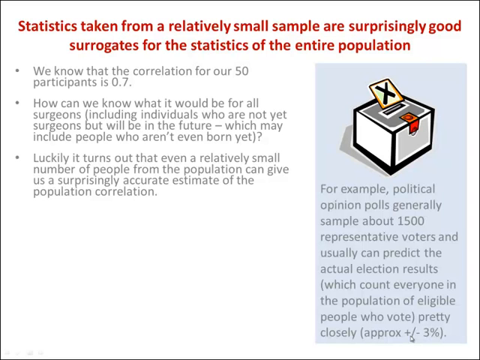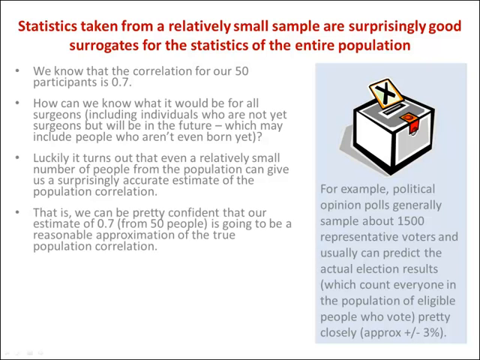For political opinion polls, generally they sample around about 1,500 people, and this usually can predict actual election results, okay, where I think the actual election results is a measure of the entire population of eligible people. It can predict those pretty closely, okay, so usually the error margin in opinion polls is around about plus or minus 3%. So what it means is that we can be reasonably confident that our estimate of 0.7 from 50 people will be some sort of reasonable approximation of the true population correlation.